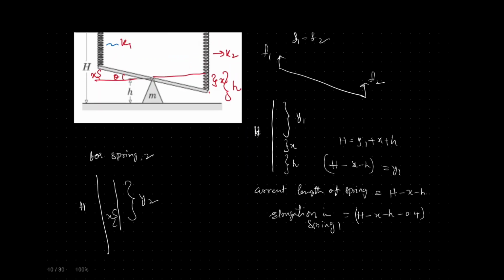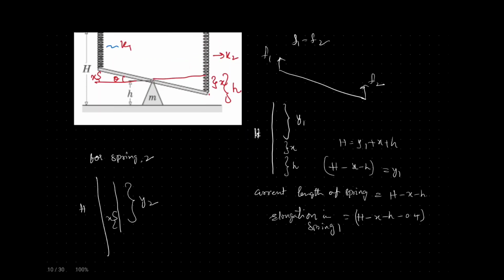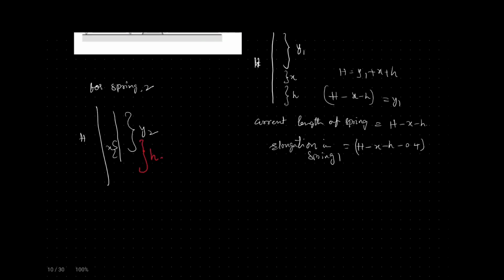I hope you guys got what I mean. From here to here, the total is h. Now try to figure out how to get the y2 value. It's actually easy. It's not that tough.